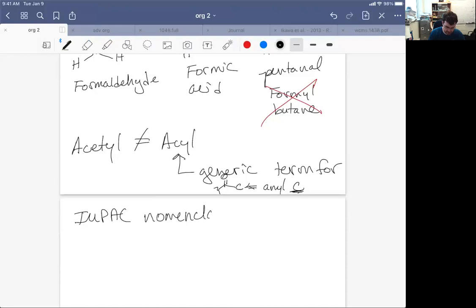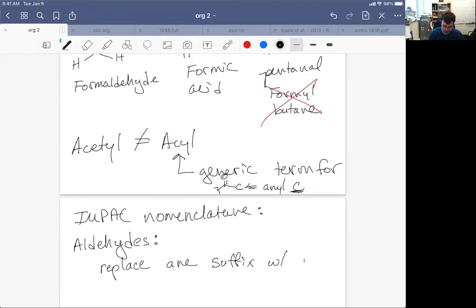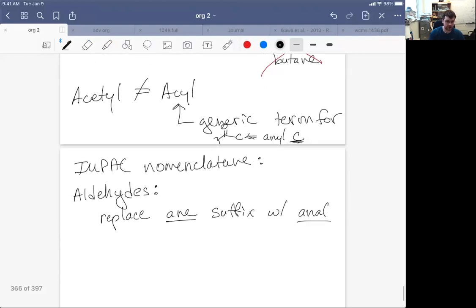It's important to keep aldehydes and ketones separate as you're doing this. So for IUPAC naming with aldehydes, what we're going to do is replace the ANE suffix with ANAL. So if you have hexane and you put an aldehyde on it, the nice thing about an aldehyde is it's always at the end of a chain because it has to have a hydrogen on one side.